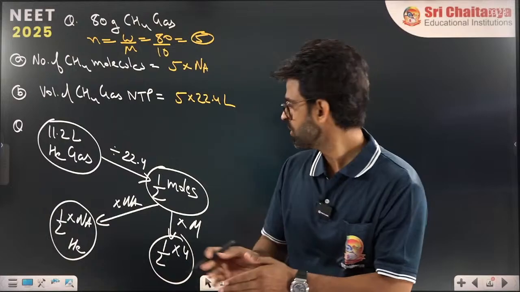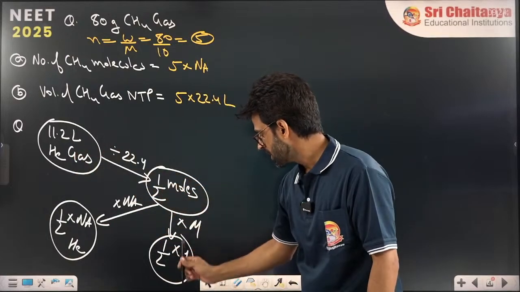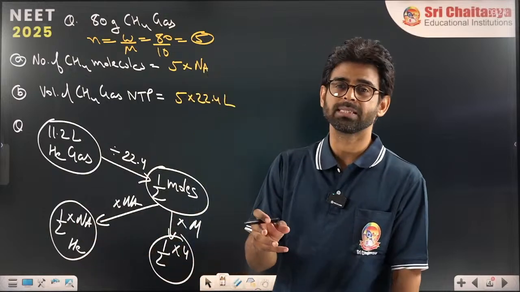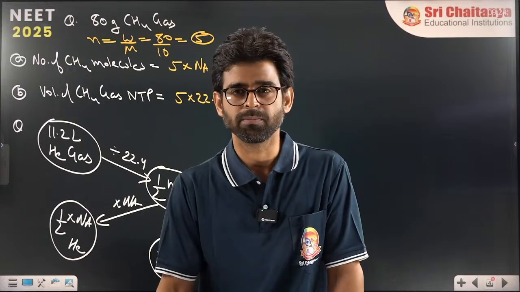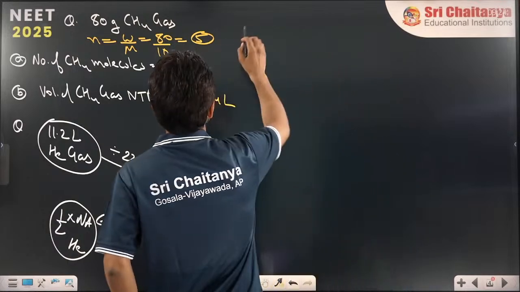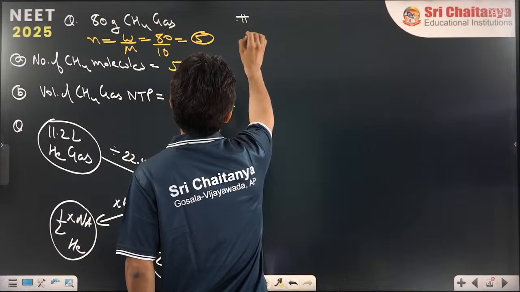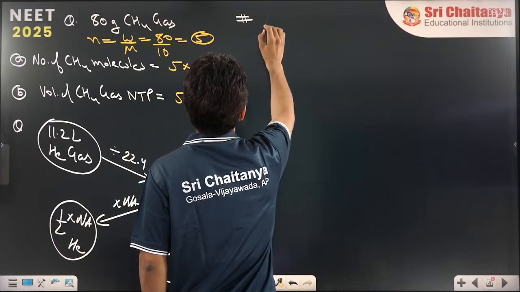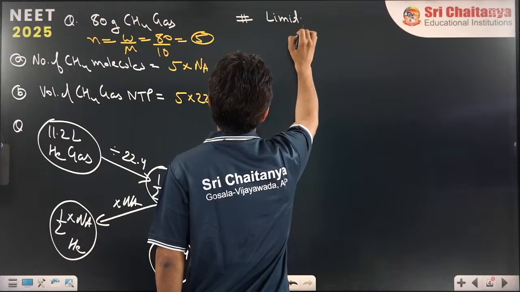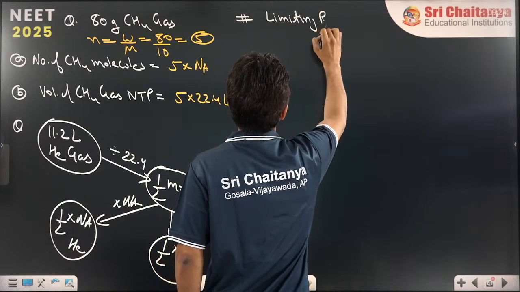So it's very simple to use these three formulas and connect them with each other. If you want to go from volume to weight, or volume to number of particles, you have to use mole as a junction. So use it simply. Very, very important formulas, right? The next point is our limiting reagent.